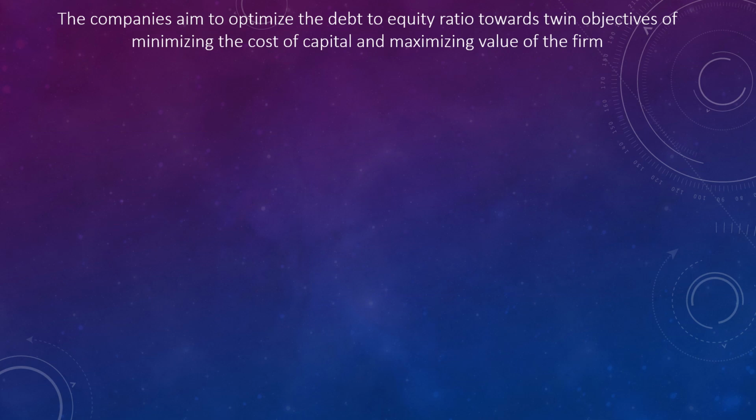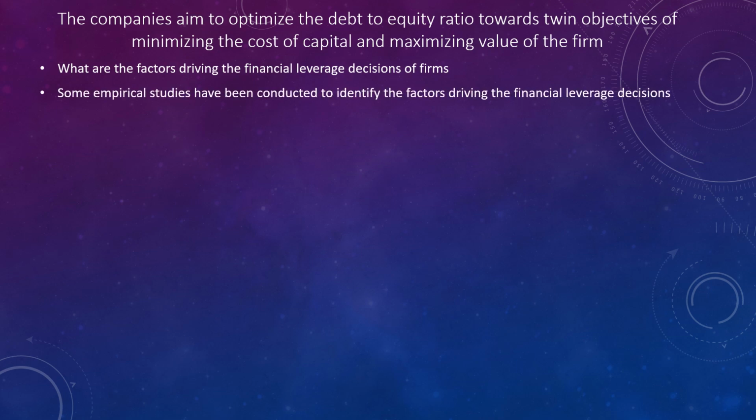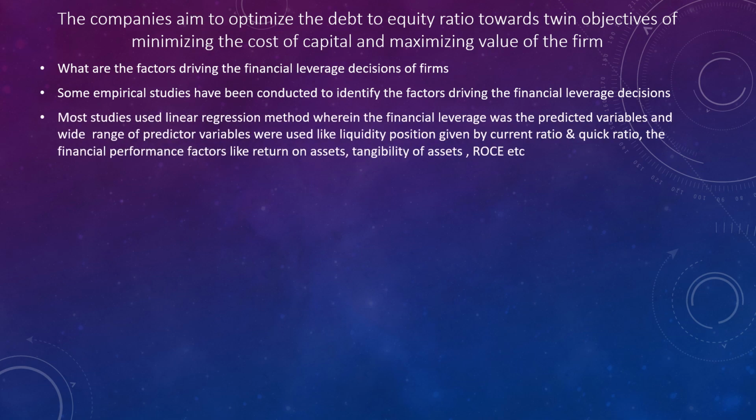The companies aim to optimize the debt to equity ratio towards the twin objectives of minimizing the cost of capital and maximizing the value of the firm. Now, what are the factors driving the financial leverage decisions of the firms? Some empirical studies have been conducted to identify the factors driving the financial leverage decisions.